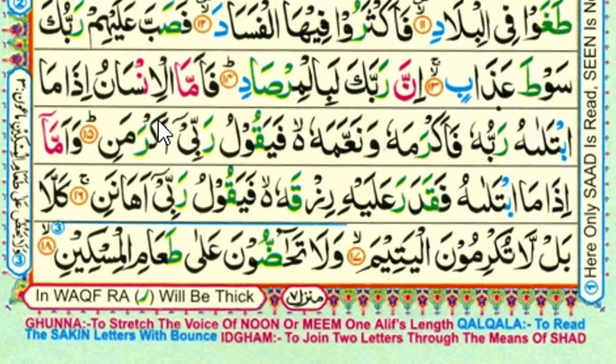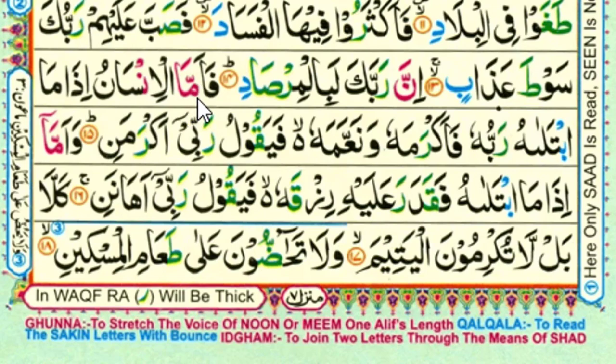Kaf we read again with the hams quality. Ra we read in heavy sound, and when we stop here because there is a stop sign, this noon becomes with sukun sign, and meem we connect with the noon. So we say Rabbi akraman.